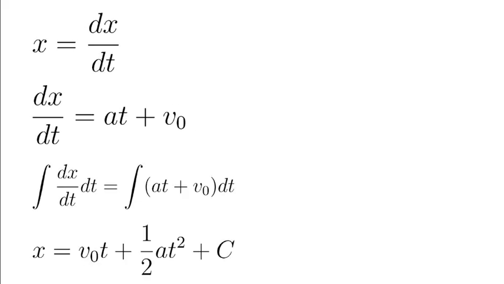Now, let's find the expression for x. If we differentiate x with respect to t, we get v, right? In other words, we can rewrite the expression for v as the derivative of x with respect to t. Also, to convert a derivative back to its original form, we just need to integrate it. So, if we integrate both sides of the equation, we'll get the expression for x that we're looking for.